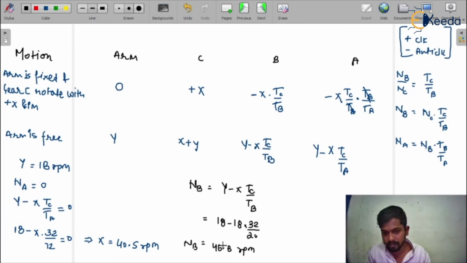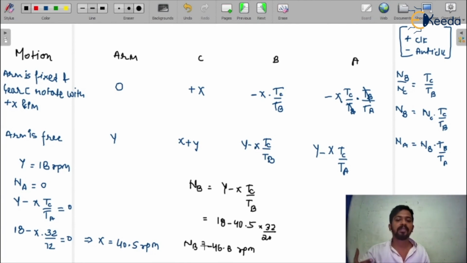but it would be in minus. Okay, sorry, here we have made a mistake, here x is not 18, here x is 40.5. 40.5 multiplied by 32 upon 20. So when you calculate this, 40.5 multiplied by 32 upon 20, you will get 46.8, but it would be in minus.